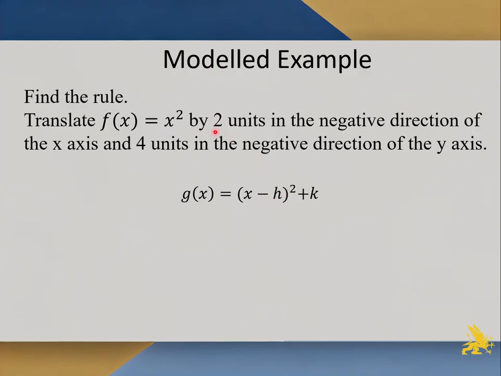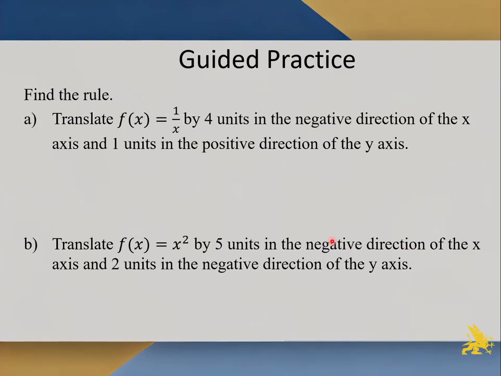And it's 2 units in the negative direction, so h will be -2. So this will turn into x plus 2. And 4 units down, so k will be -4.